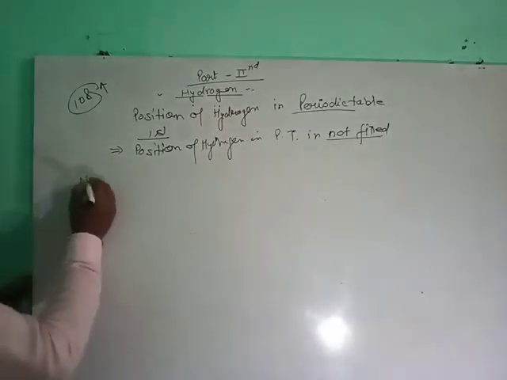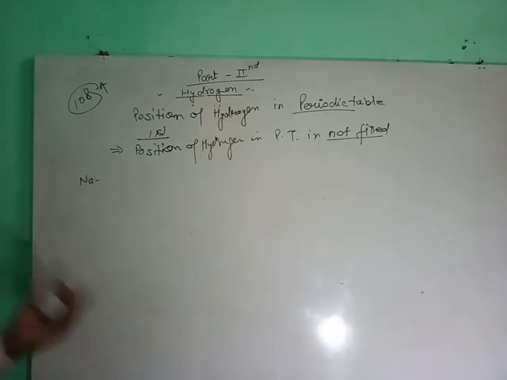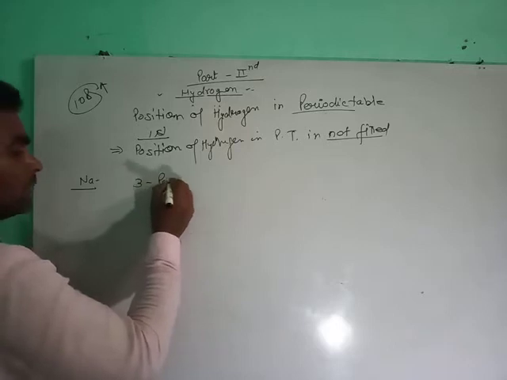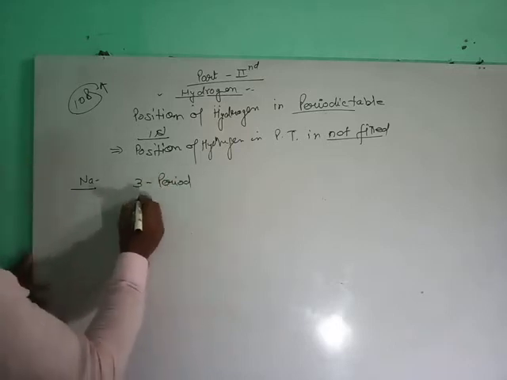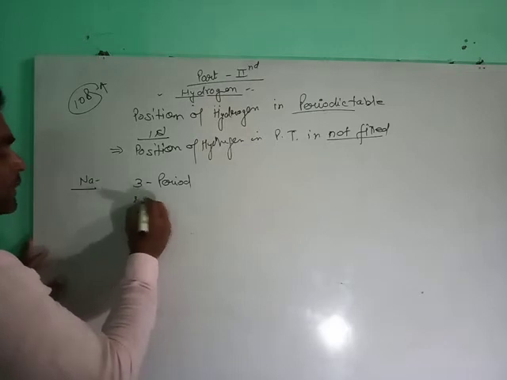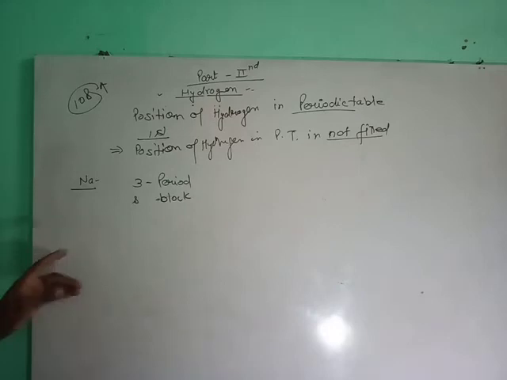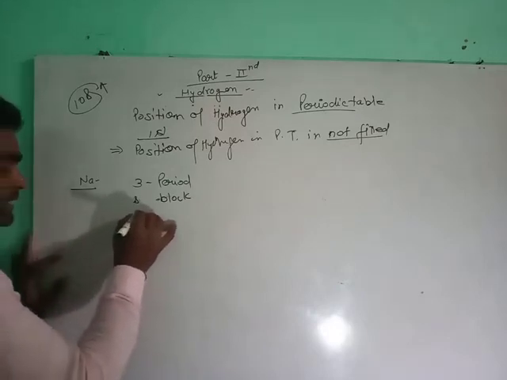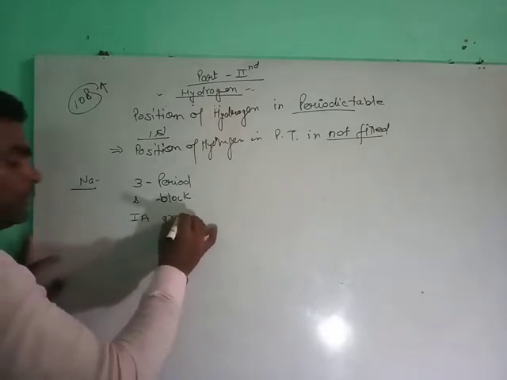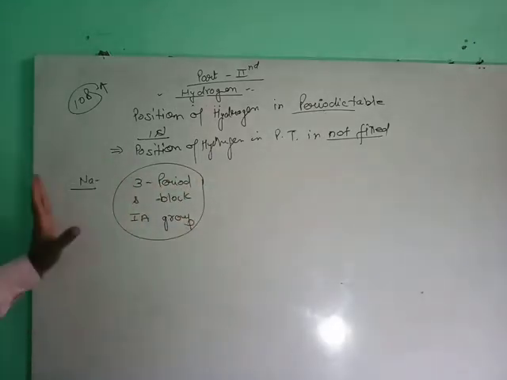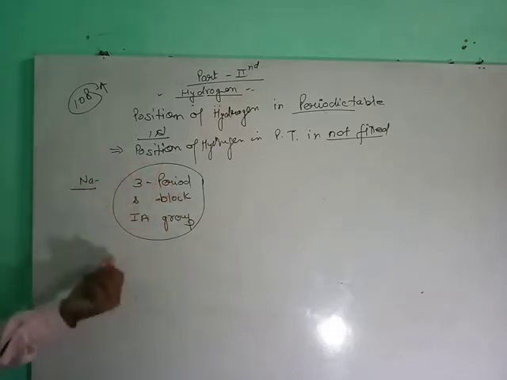Like we have some examples. If we discuss sodium, we can say that sodium is situated in the third period, and sodium is situated in the s block, and sodium is situated in the first A group. This is the fixed position of sodium. Like sodium, all elements have a fixed period, fixed block, and fixed group.